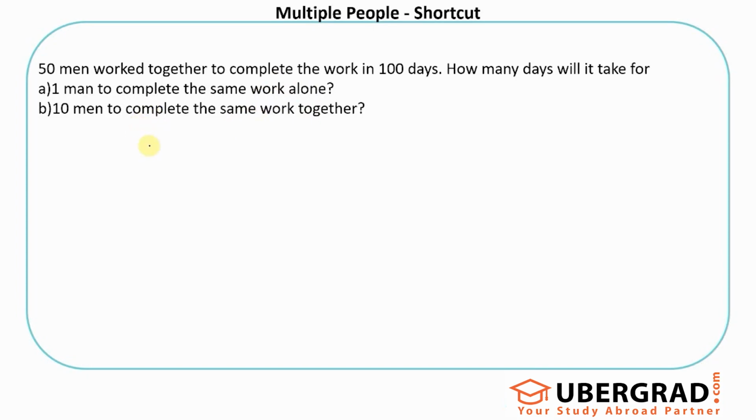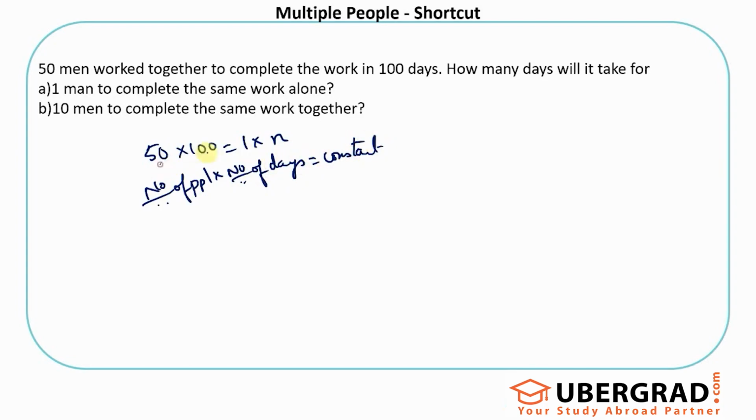So it's simply, you'll apply this: 50 men into 100 days, which is what they worked, should be equal to 1 man into number of days. Number of people into number of days should be the same. That is the concept that you should apply for this, right? So 50 into 100 people worked, so that should be equal to 1 person working for n days. So that will be 5000 is the number of days the person should work.